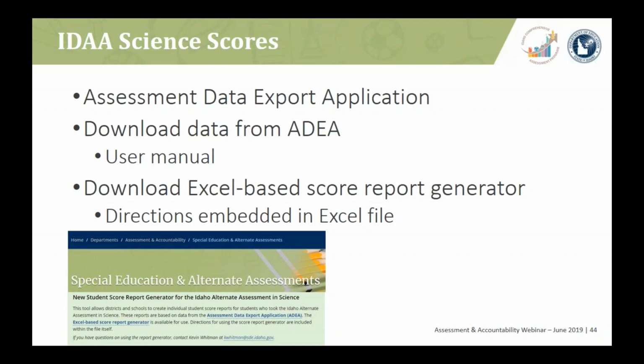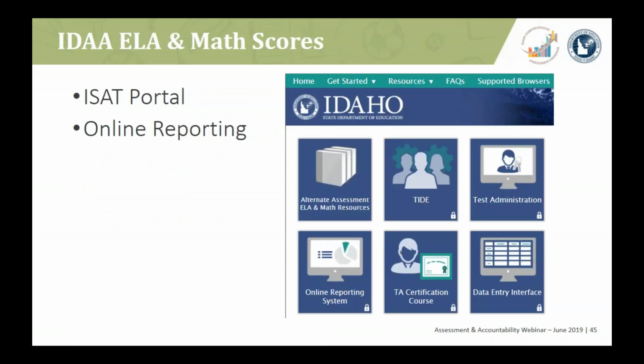This screenshot shows what it looks like on the Special Education and Alternate Assessment webpage. It's right now the bottom of the second green box, and you'll need to go there to download that Excel file report generator. It also says if you have questions, call Kevin, because he's a rock star. Of course, if you want alternate assessment ELA and math scores, you go to the ISAT portal, to the online reporting system, just like you do for all other ISAT assessments.